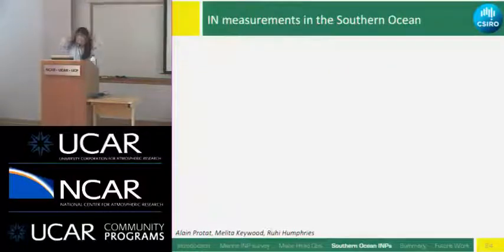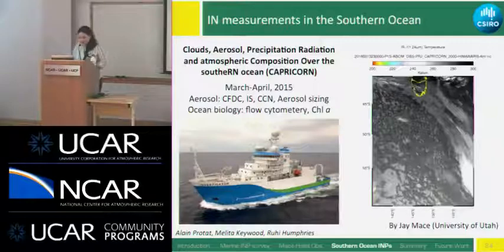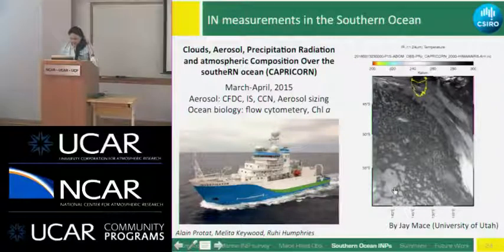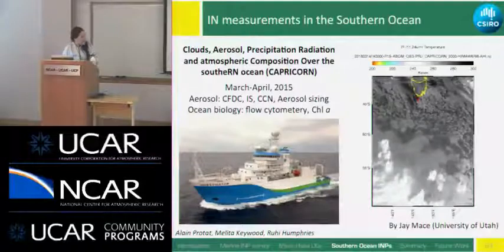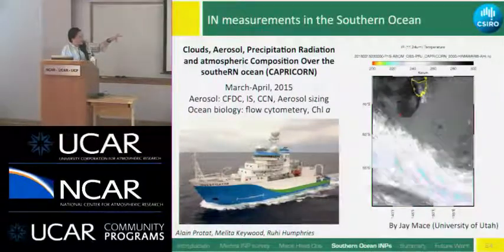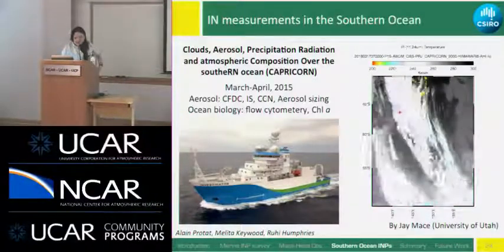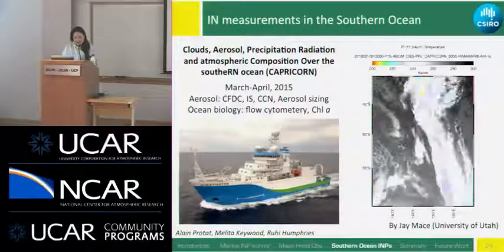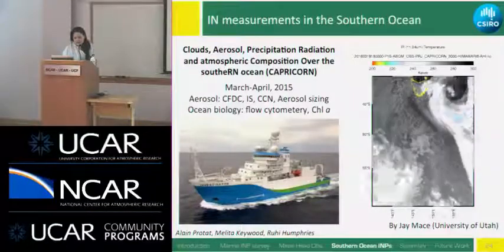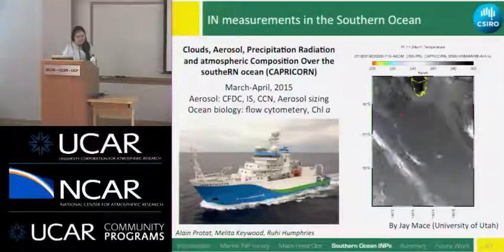And so the final results section is looking at INP measurements in the Southern Ocean. So this is the Capricorn study, which was occurring last year this time. And I'll show this video while I talk for anybody who wants to watch. And this is a video showing the satellite imagery during our study, and we're the red star there. During this study, it was based out of CSIRO out of Australia. We had the CFDC, the ice spectrometer. We also had CCN number concentrations, aerosol size distributions.